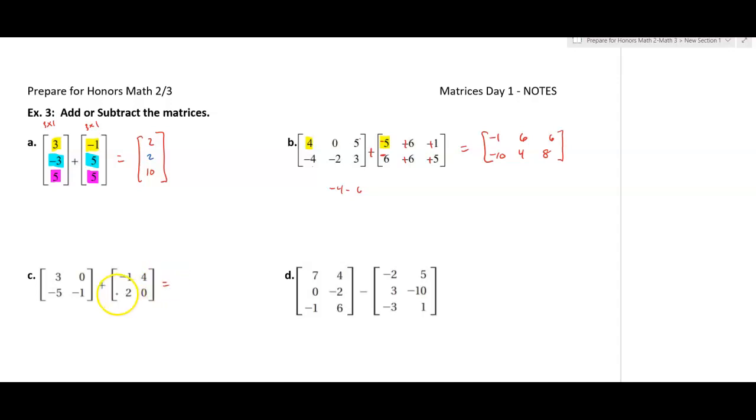Now, the next one, we're adding these. 2 by 2, 2 by 2. So 3 plus negative 1 is going to give you 2. 0 plus 4 will give you 4. Negative 5 plus 2 will give you negative 3. And negative 1 plus 0 would be negative 1.